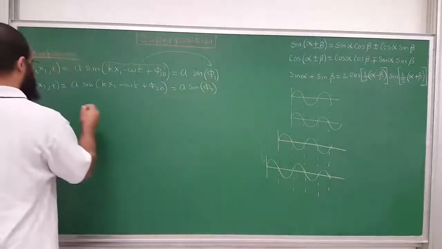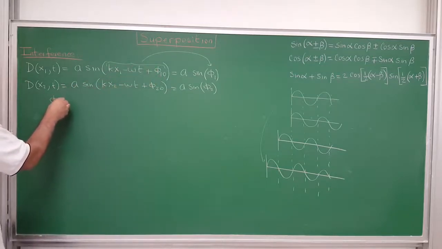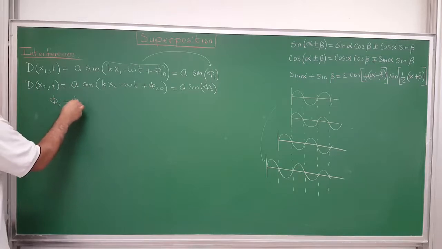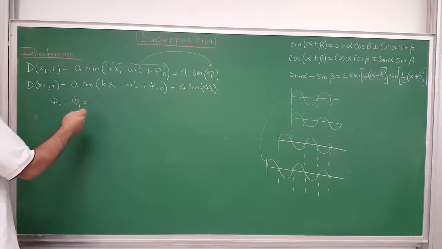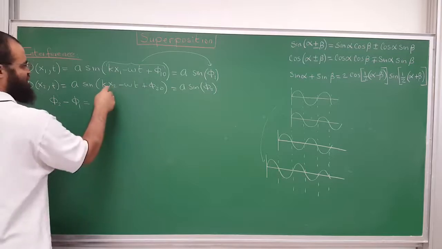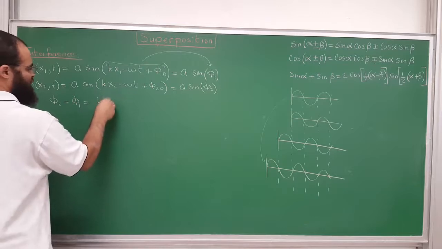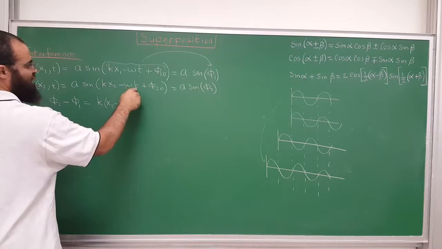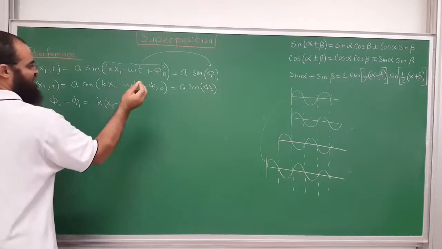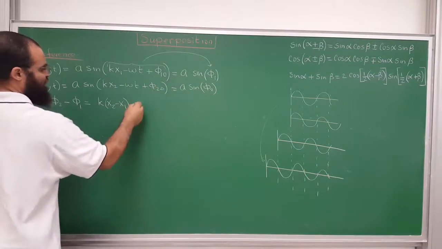So let's take the difference here, phi 2 minus phi 1. And then I will just take the absolute value of that. So phi 2 is this, phi 1 is that. So this minus this. So it will be k times (x2 minus x1). And then negative omega t minus omega t, that cancels. And then I have phi 2, 0 minus phi 1, 0. Let's just call it delta phi.